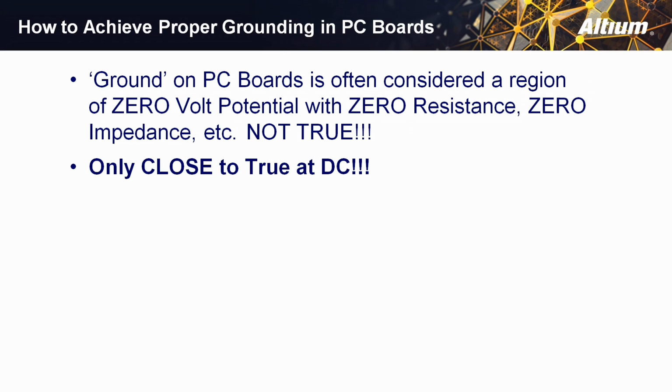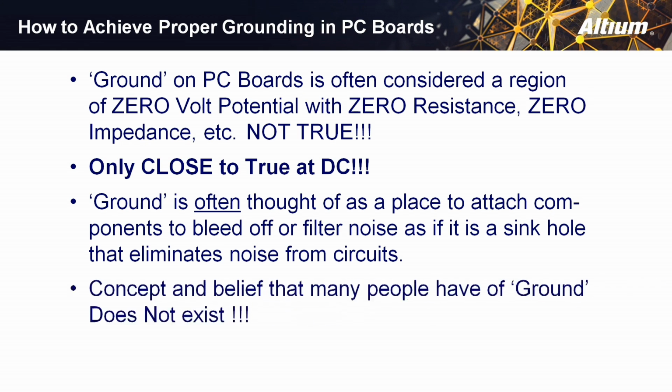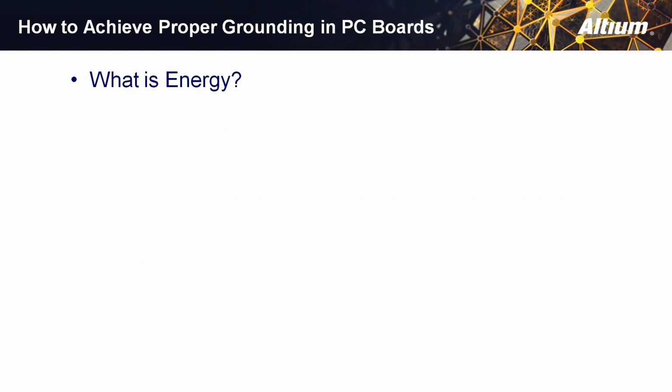Anyway, the concept is only close to true at DC. Ground is often thought of as a place to drain off or eliminate noise, as if it's some kind of magic sinkhole that we can use to get rid of energy that we don't want. And of course, that's simply not true. The concept and belief that many people have about ground just does not exist. I was once one of those people who foolishly believed that ground could be used to drain off and get rid of excess energy that has no value. We'll talk about all that in detail as we go through this.